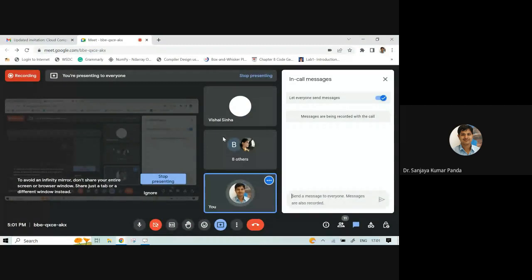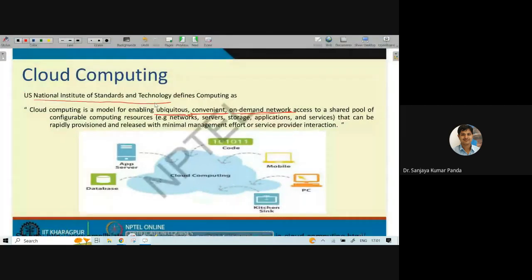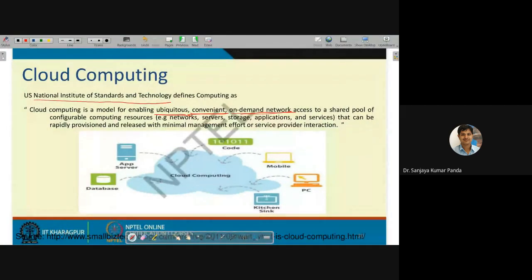Okay. Ubiquitous means anywhere. Convenient means as per your convenience, you can do it anywhere, there is no issue. On-demand network access: whenever you require it, provided you have an internet connection, you can use the services provided by your cloud service provider, right? And these services are provided to you from a shared pool of configurable computing resources.